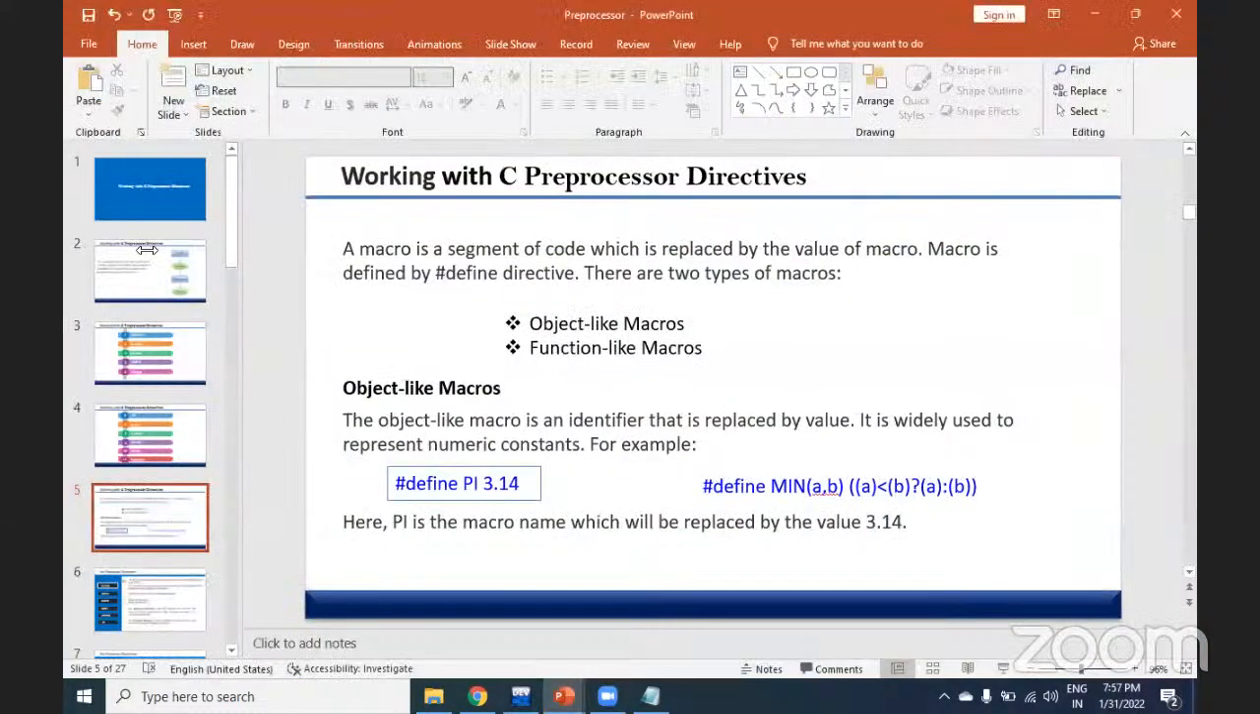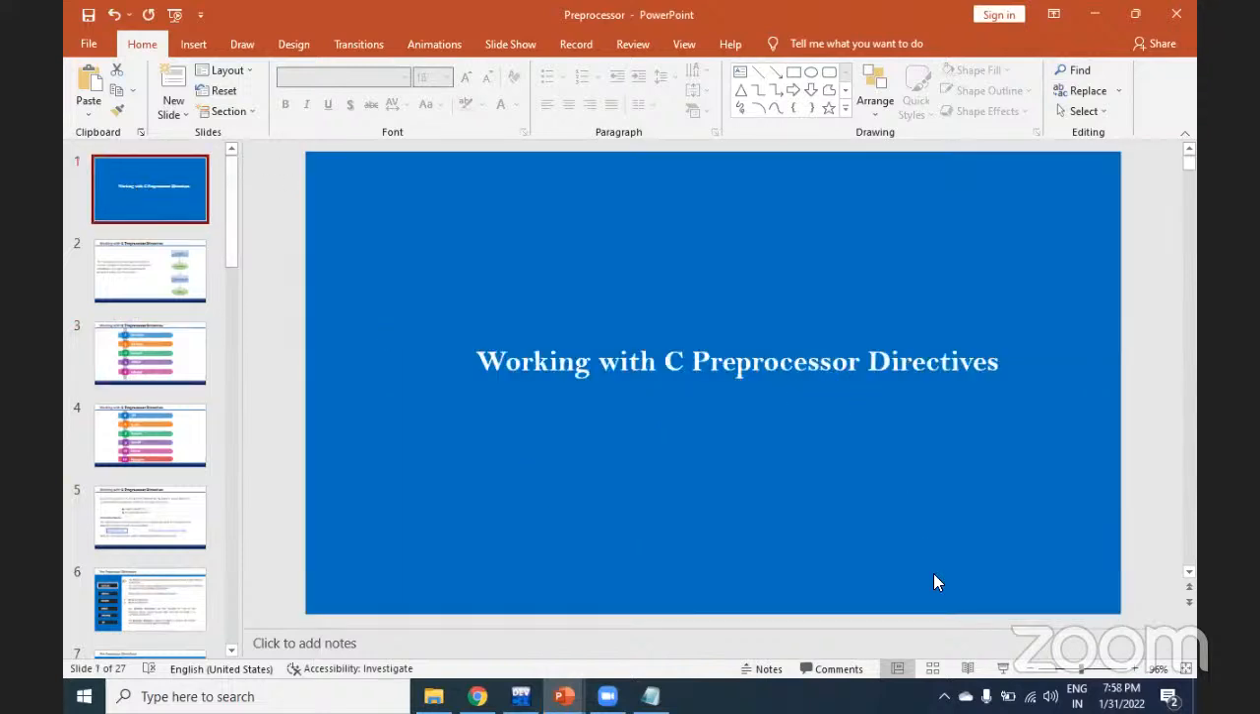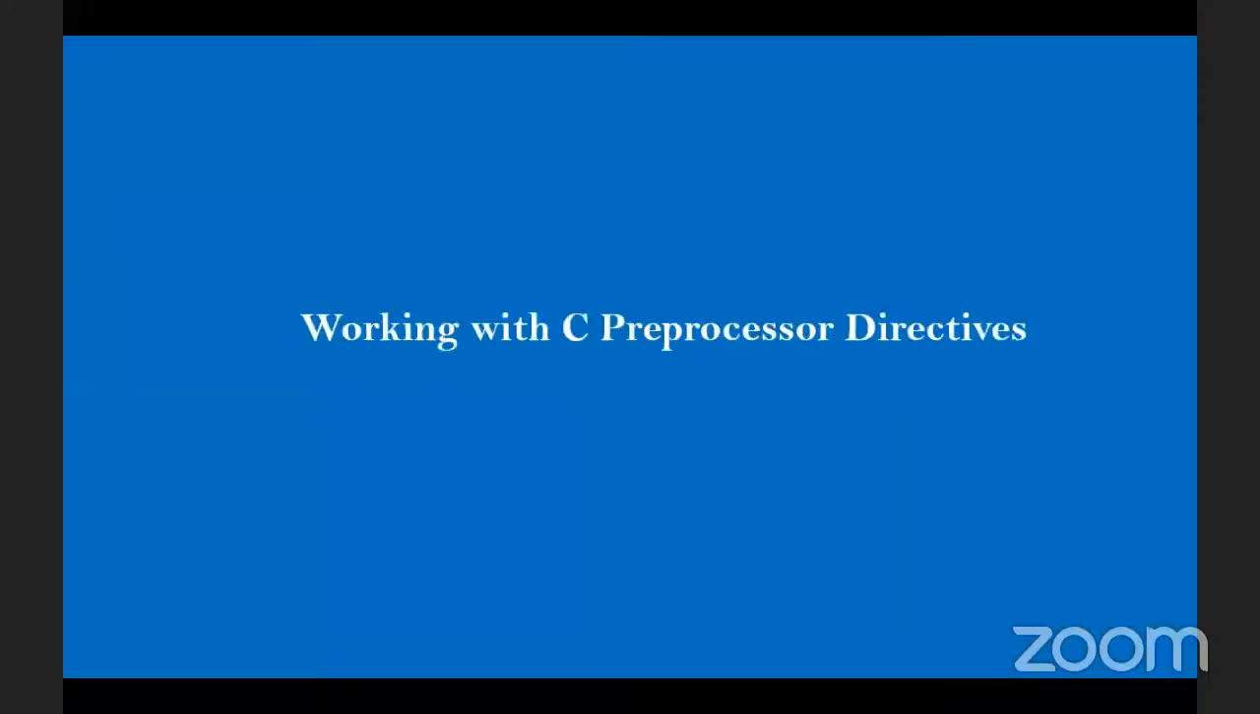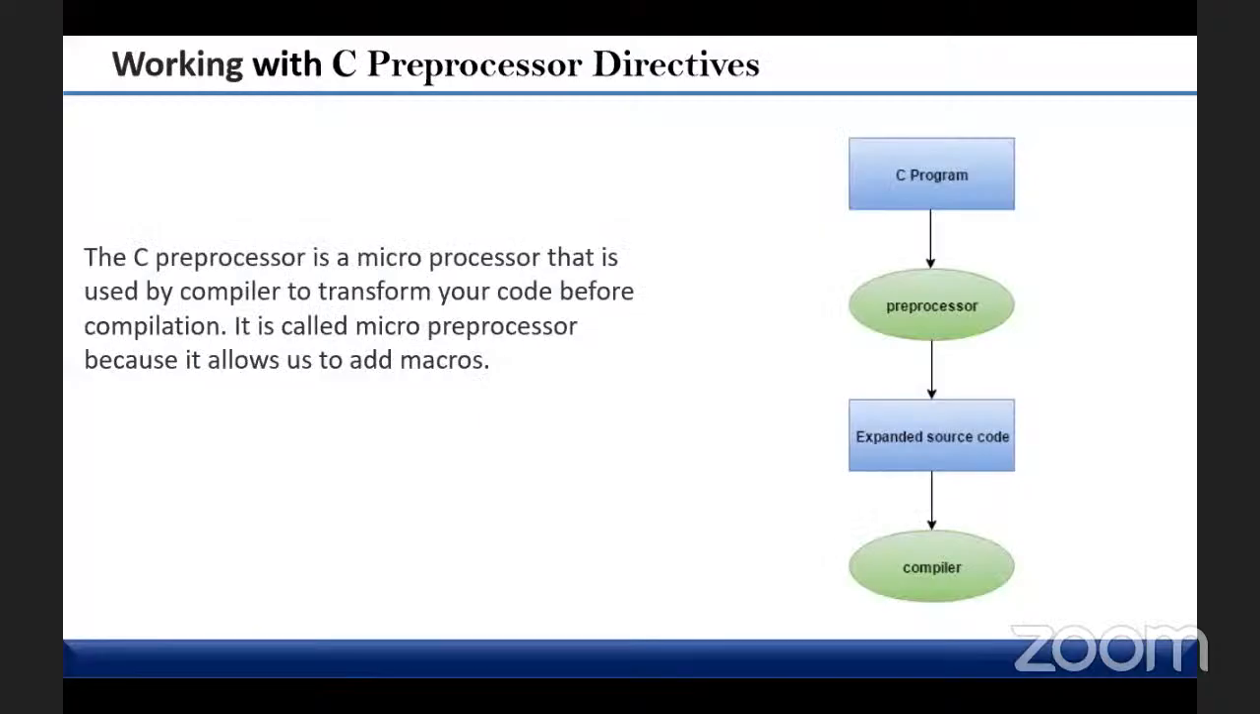Working with C preprocessor directives. What is a preprocessor directive? The name itself says preprocessing, that means before processing. Before processing, who is processing all your programs? Your compiler is processing, right? Whenever you write, for what purpose am I using Control F9 or compile and run? To process your program.